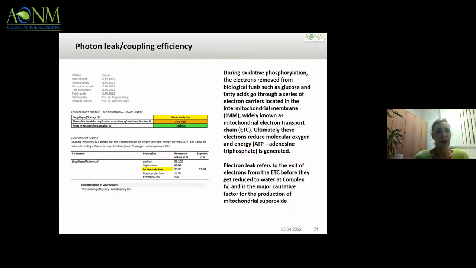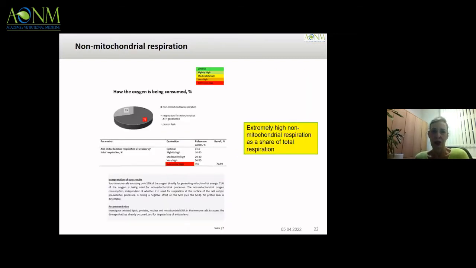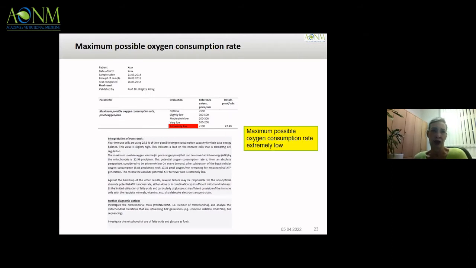And here again are the main parameters we always look at. The coupling efficacy was not too bad here, as we explained. We have the non-mitochondrial respiration, which is really too high because of the oxidases in the cell, which produce a lot of reactive oxygen radicals. And we have an extremely low maximum possible oxygen consumption rate. So we know that we have really badly functioning mitochondria.